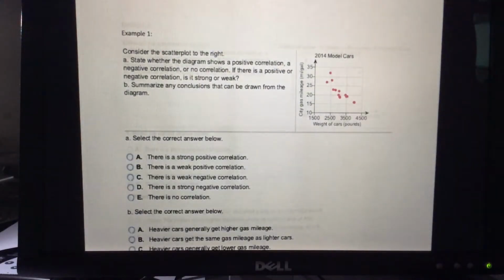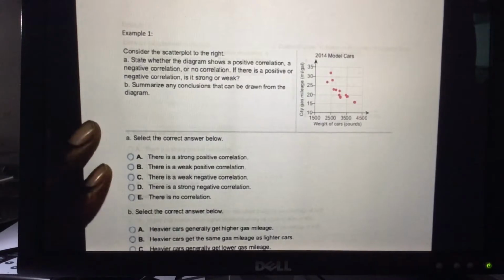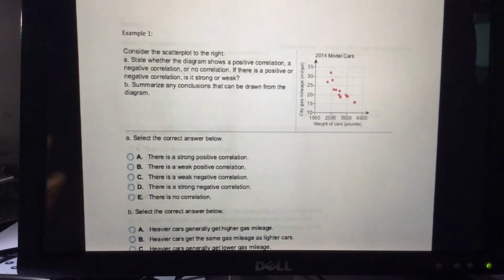All right, now let's look at some examples dealing with correlation. Here we want to consider the scatter plot to the right and state whether the diagram shows a positive correlation, a negative correlation, or no correlation. If there is a positive or negative correlation, is it strong or weak? And then part B, you're going to summarize any conclusions that can be drawn from the diagram.